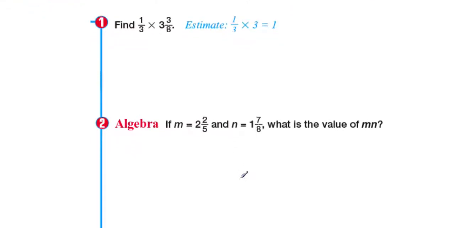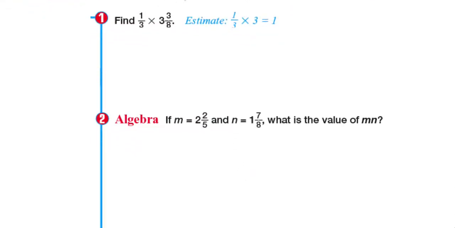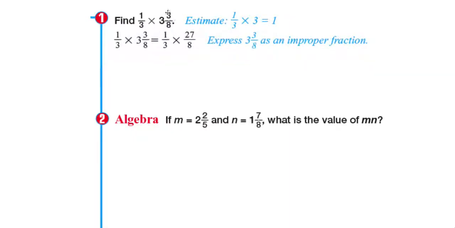Let's look at some examples. Find 1/3 times 3 and 3/8. We need to estimate first. Our answer should be close to 1, because 3 and 3/8 rounds to 3. So we get 1/3 times 3 and 3/8. Convert 3 and 3/8 into an improper fraction, which is 27 over 8. Again, how did we do that? 3 times 8 plus 3, according to our last lesson, will become 27, and keep the denominator 8.